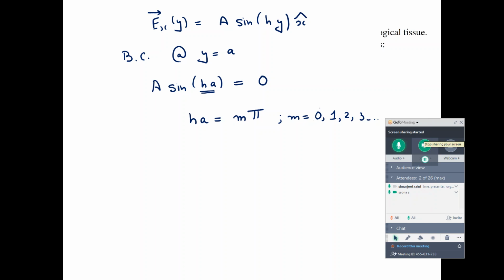But m equal to 0 makes no physical sense, it is just trivial. If m is equal to 0, then basically I have a function Ex(y) which is 0. And that basically says there's nothing existing. I'm not looking for that. So though mathematically m can be 0, physically this makes no sense.